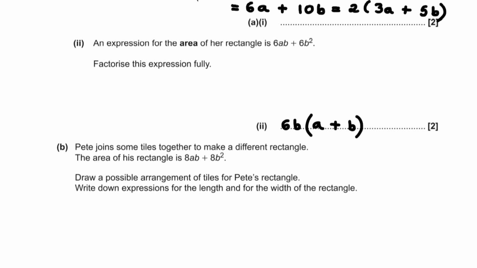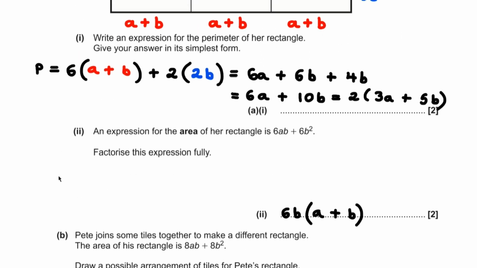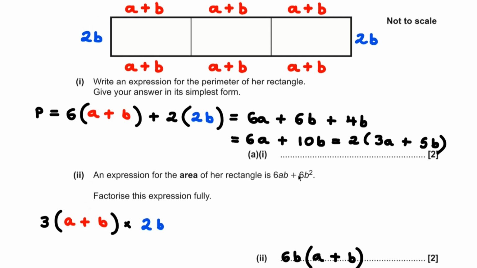So, if I write that down, I've got 3 lots of a plus b multiplied by 2b. 3 times by the 2 gives the 6, and then I've got a times by b, that gives the ab, and then I've got b times by b, which gives the b squared. And of course I'm still multiplying them by 6. Now that gets me 6ab plus 6b squared.